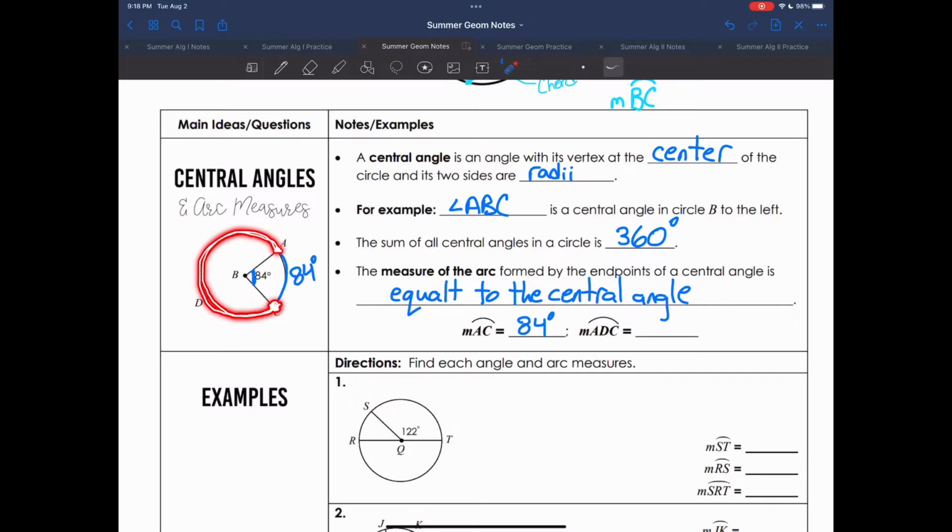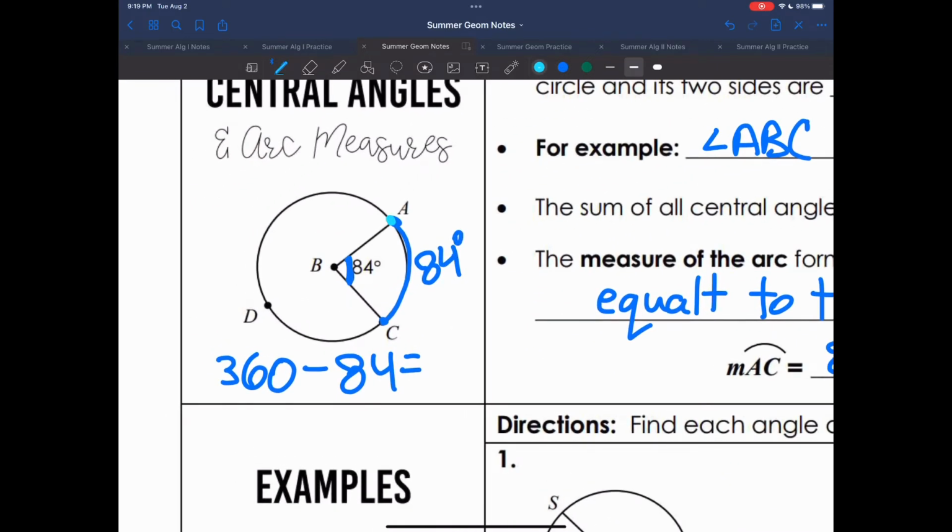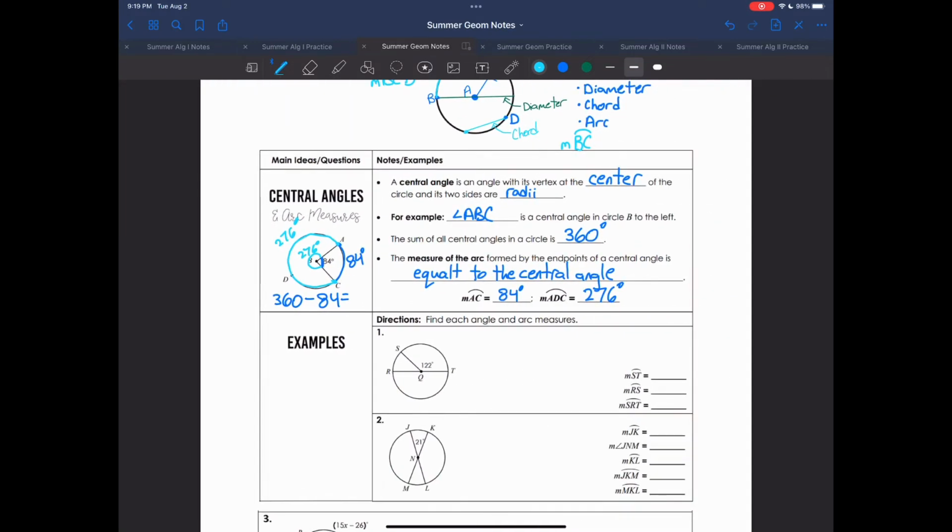Well, there's a couple ways you could find it. I think the easiest would be, if you know this is 84 degrees, and it all adds to 360, let's just do 360 minus that 84, which is going to give us 276 degrees. If I label that over here, that means from A all the way around to C is 276 degrees. You could also say the angle from here to here, that big angle, is also 276 degrees. Okay, so hopefully that makes sense.